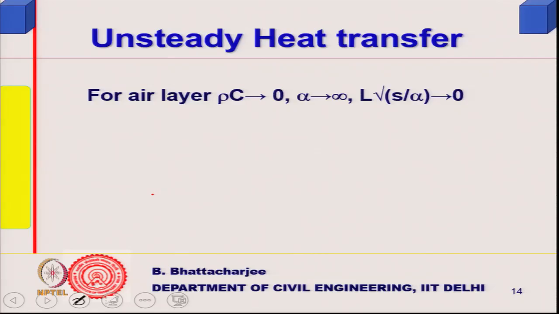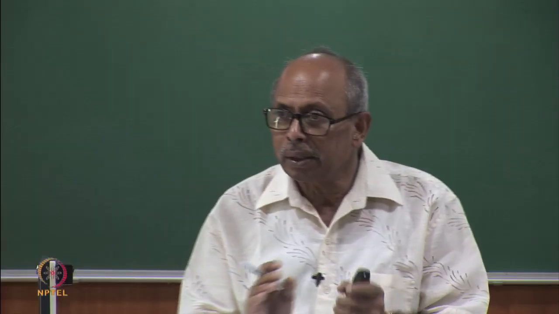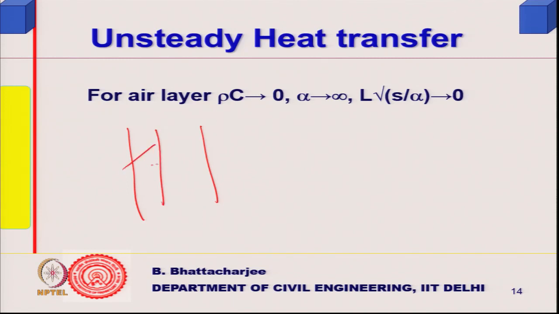Now, one thing remains: what about the air layer? Because we always said that we have solid boundaries, maybe there is one layer, another layer, a third layer, etc., but there will always be 2 boundary layers. So, I have to take care of this boundary layer like I did in the case of the U value. In the case of the U value, we took 1 by HO plus 1 by HI, etc. So, I have to take care of that in some manner.